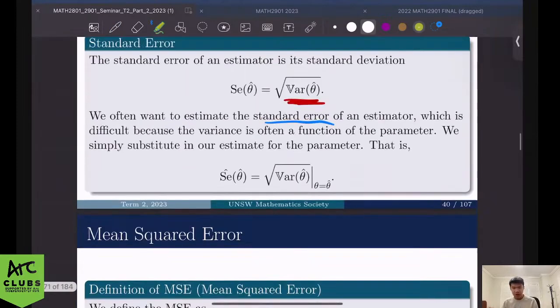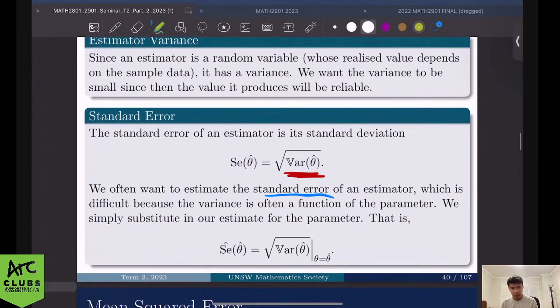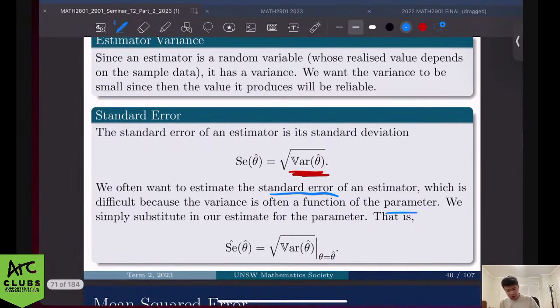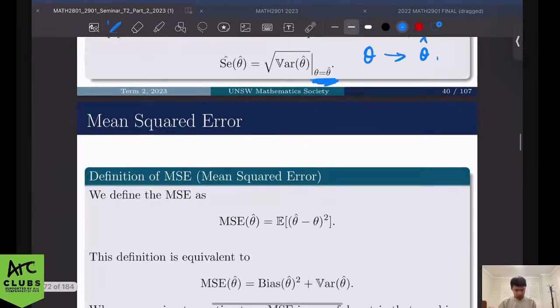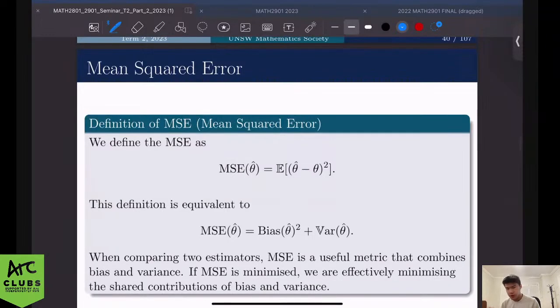It's difficult to estimate the standard error of an estimator because the variance is often a function of the parameter itself. So what you do is you substitute in your estimate for the parameter. So this line over here means that. So you just replace all the thetas with theta hat. Okay. Cool. All right. So one more property, and then we can do a really cool question.